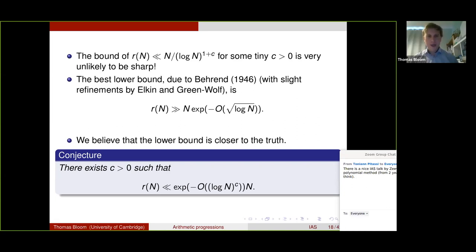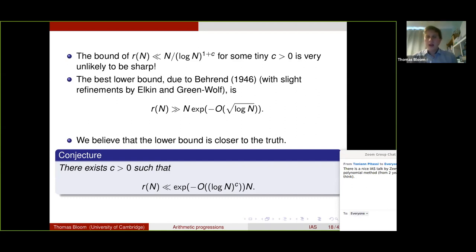So I'll go back and just say that we have this Behrend lower bound, e to the minus square root of log n. And we believe that this lower bound is closer to the truth. So we conjecture that there exists some constant c bigger than zero such that r of n is big O of e to the minus (log n) to the c, times n. Behrend's lower bound says that c equals 1/2 would be the best one could hope for here. It's possible that c equals 1/2 is true. I wouldn't be surprised if it were. I wouldn't be surprised if it wasn't either. I wouldn't be surprised if maybe c equals 1/3, for example, was actually closer to the truth.